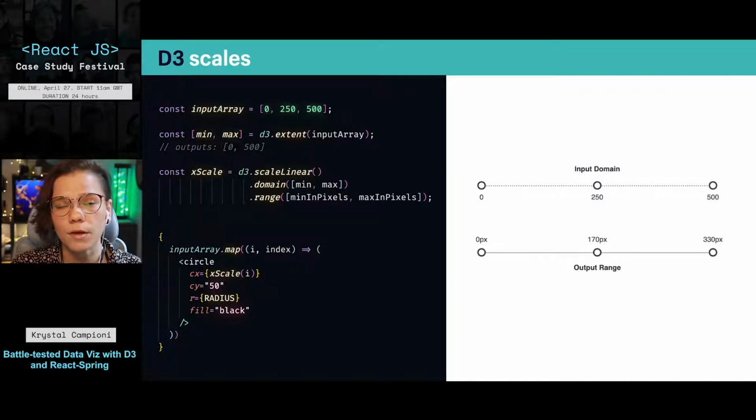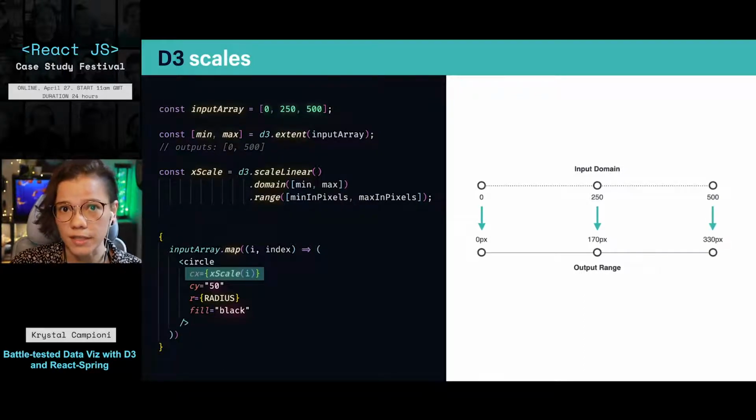D3 scales are actually going to return a new function that you can call every time that you want to pass in a value and retrieve the mapped value from that scale. In this specific case, we are using the scale to calculate the cx position of each circle that we have on the screen, basically the horizontal position of each one of those circles. So it would go something like this. The first time we would pass in 0 as the value, and we would retrieve back 0 pixels. The next time we would pass in 250 as a value and retrieve 170 pixels. And the last time, 500 as a value and retrieve back 330 pixels.